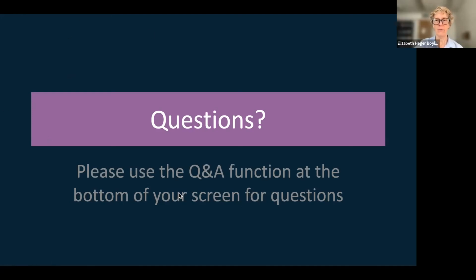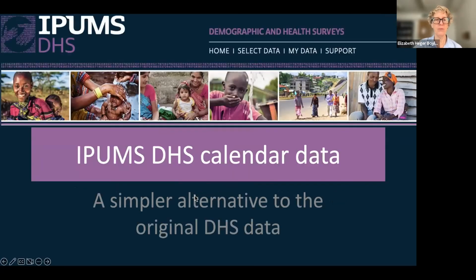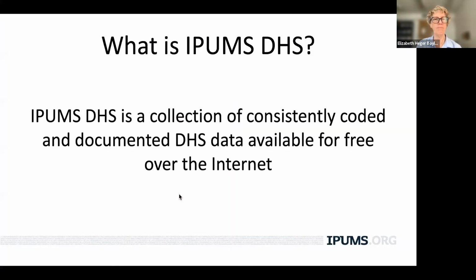Okay, good. Let's continue then to IPUMS DHS, which is a simpler alternative to the original DHS data. All right. So IPUMS DHS is a collection of consistently coded and documented DHS data available for free over the internet. And as I mentioned, IPUMS DHS is one component of IPUMS Global Health.